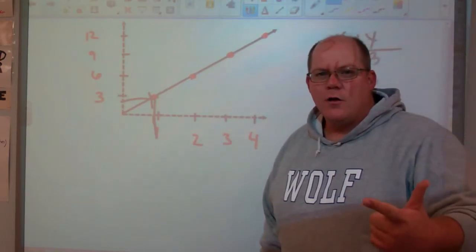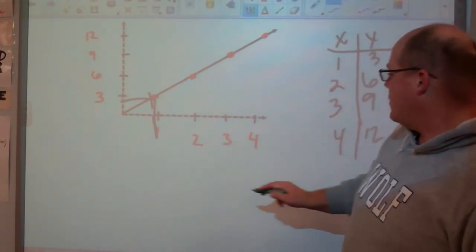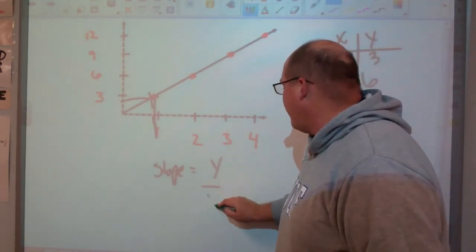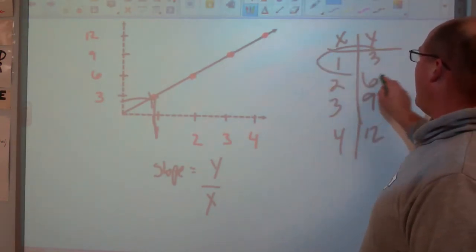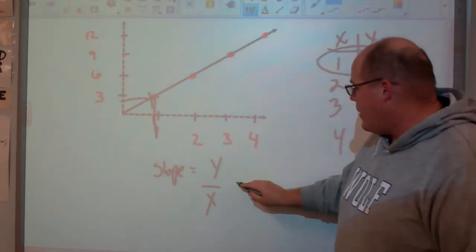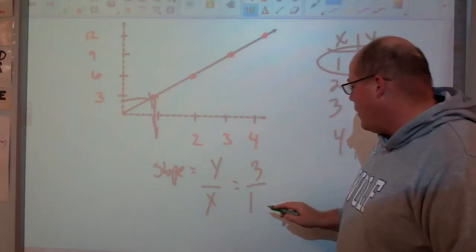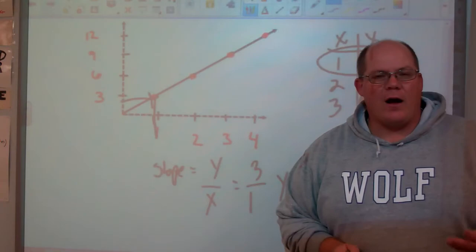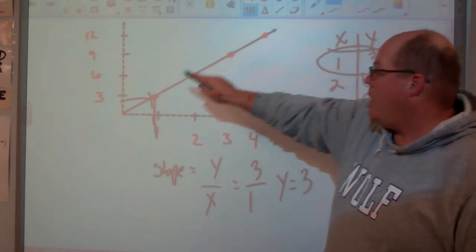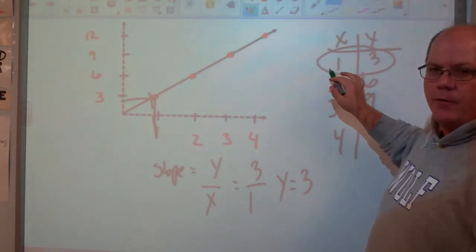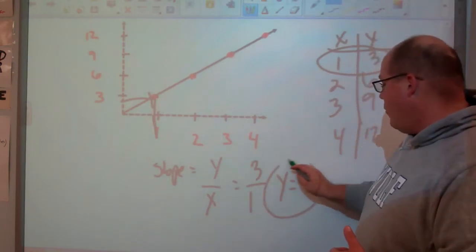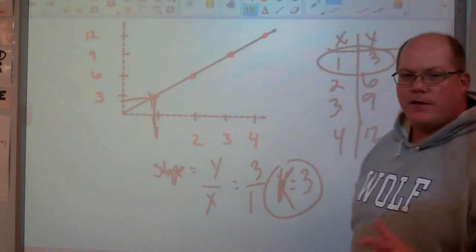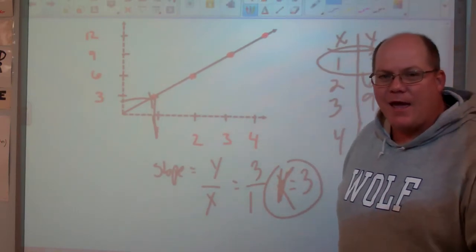Step 2 was to find the slope. Slope equals y over x. Let's just pick any point. 3 over 1, so k equals 3. Sorry, not y, that would be k equals 3, I apologize for that. The slope is k equals 3.